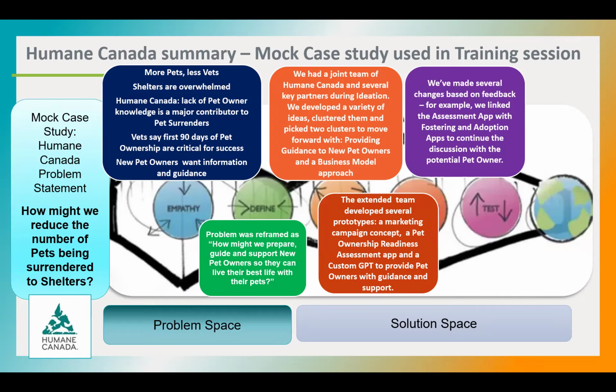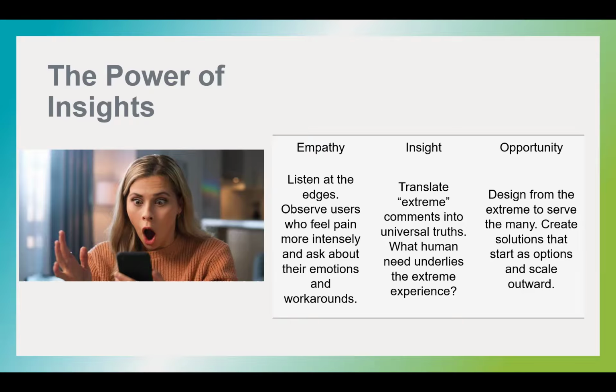So one thing I want to end on as we're going towards the end here is empathy. When you're doing your empathy work, listen at the edges. You want to observe people who feel pain more intensely. That's why I asked about the emotional ones, right? And ask about their emotions and workarounds. You think about the woman who rounded up in her checkbook, right? That is a workaround she developed. And then you can translate those extreme comments into universal truths. And then ask what human need underlies the extreme experience.